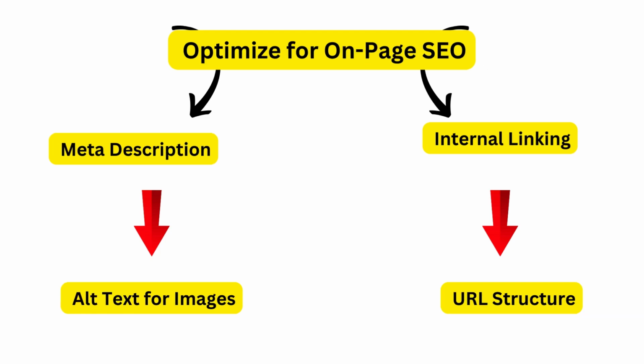5. Optimize for on-page SEO. Meta description. Write a compelling meta description, 150 to 160 characters, that includes the primary keyword and a call to action. Internal linking. Link to other relevant articles or pages on your website to boost page views and reduce bounce rates. Alt text for images. Use descriptive alt text for images, including relevant keywords to improve image search rankings. URL structure. Keep URLs short, descriptive, and keyword-rich.